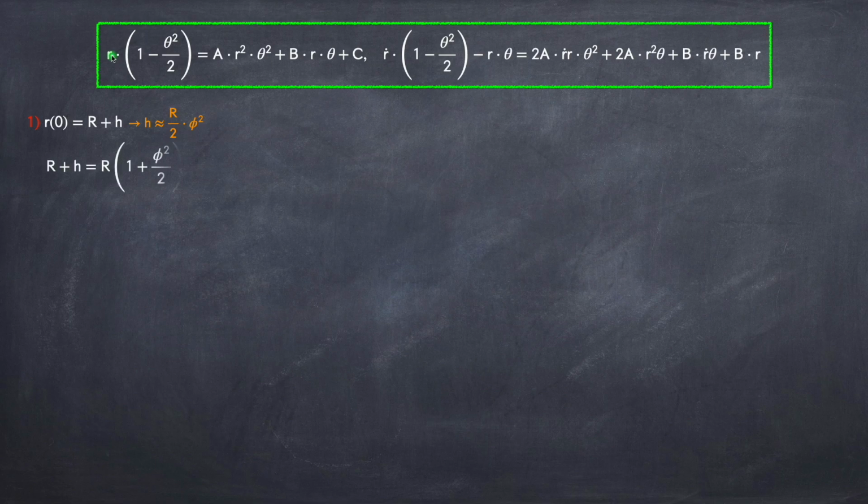So we have capital R plus h, which is equal to capital R times (1 plus phi squared over 2), is equal to c, because this term has a phi in it, and since phi is 0, that whole term is 0, as is this one, and there's a phi squared here, and that's 0 as well. So we found that c is equal to capital R times (1 plus phi squared over 2).